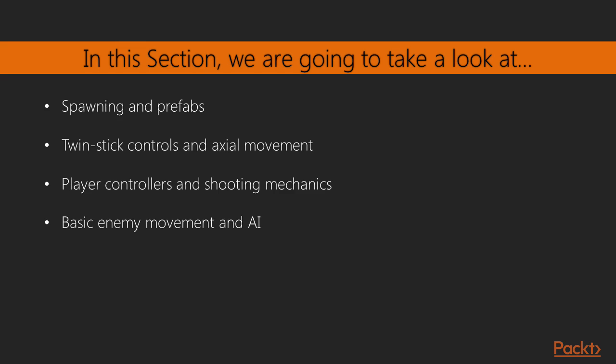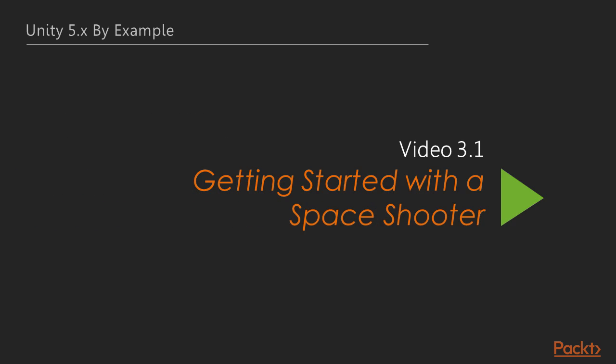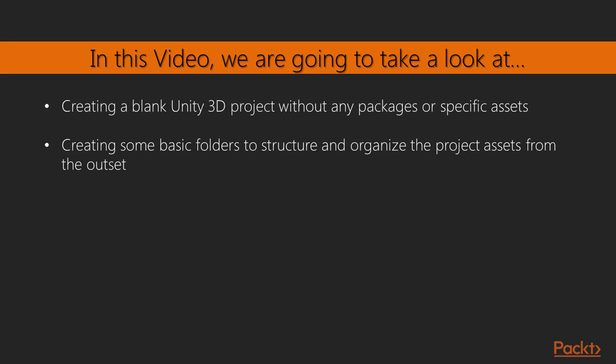This section will demonstrate the following topics: spawning and prefabs, twin-stick controls and axial movement, player controllers and shooting mechanics, basic enemy movement, and AI. Now we'll see the first video of Section 3, Getting Started with a Space Shooter. In this video we'll learn how to create a blank Unity 3D project without any packages or specific assets.